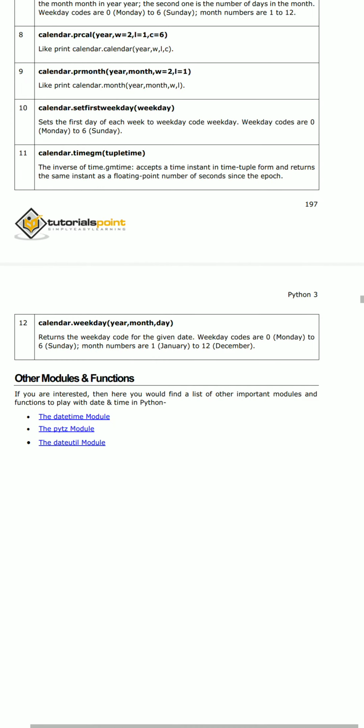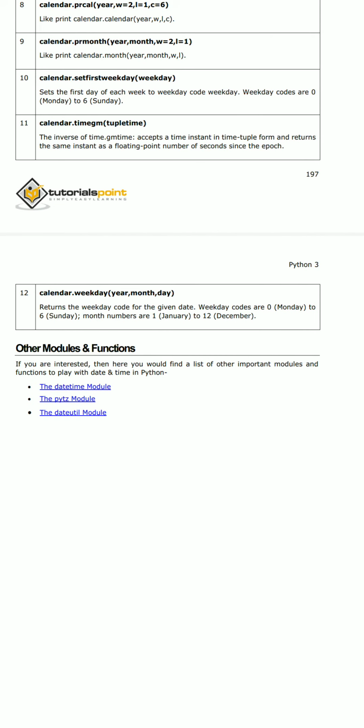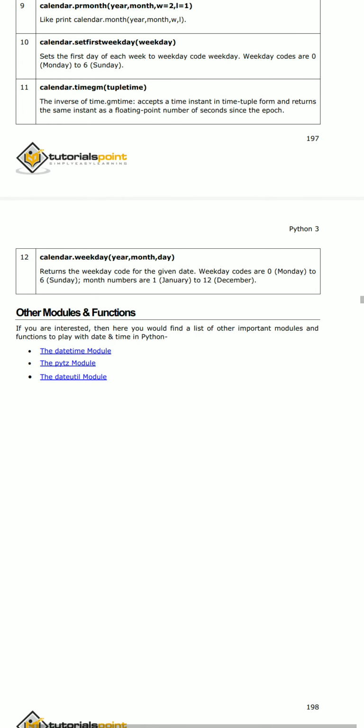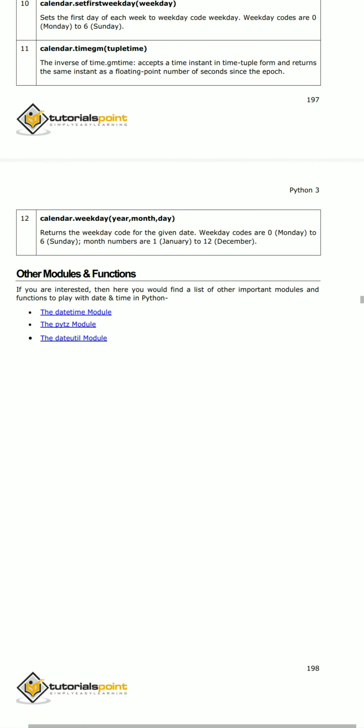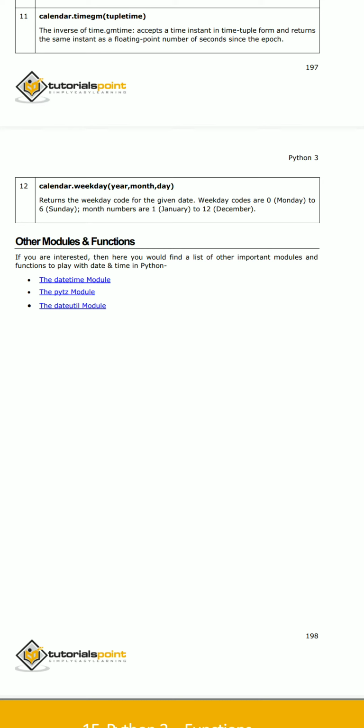6 for Sunday. Next, calendar.timegm is the inverse of time.gmtime. It accepts a time instant in tuple format and returns the same instant as a floating point number of seconds since the epoch. Next one is weekday, which returns the weekday code for a given day. Weekday codes are 0 for Monday to 6 for Sunday, and month numbers are 1 to 12.